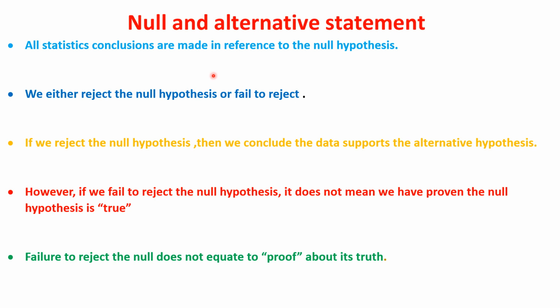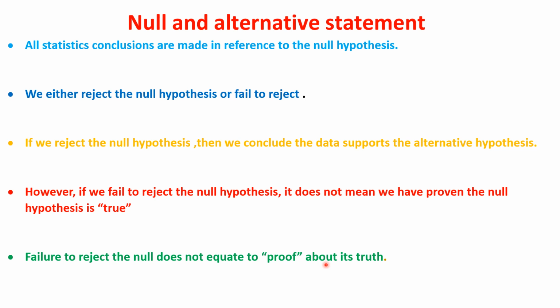Null and alternative hypothesis statement. All statistical conclusions are made in reference to null hypothesis. We either reject the null hypothesis or fail to reject. If we reject the null hypothesis, then we conclude data support the alternative hypothesis. However, if we fail to reject the null hypothesis, it does not mean we have proven the null hypothesis is true, and vice versa. That is, failure to reject the null hypothesis does not equate to proof about its truth.